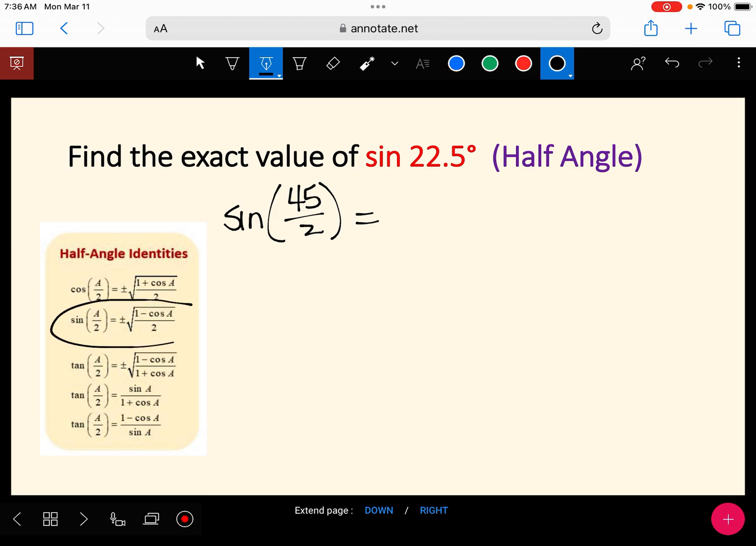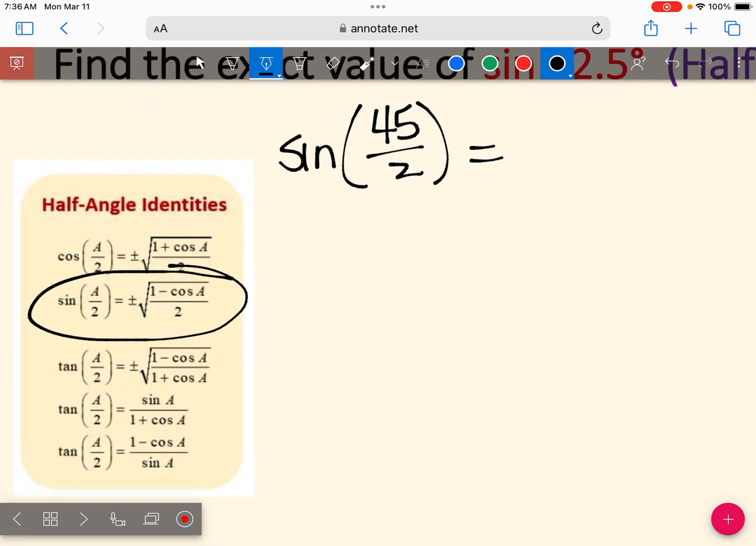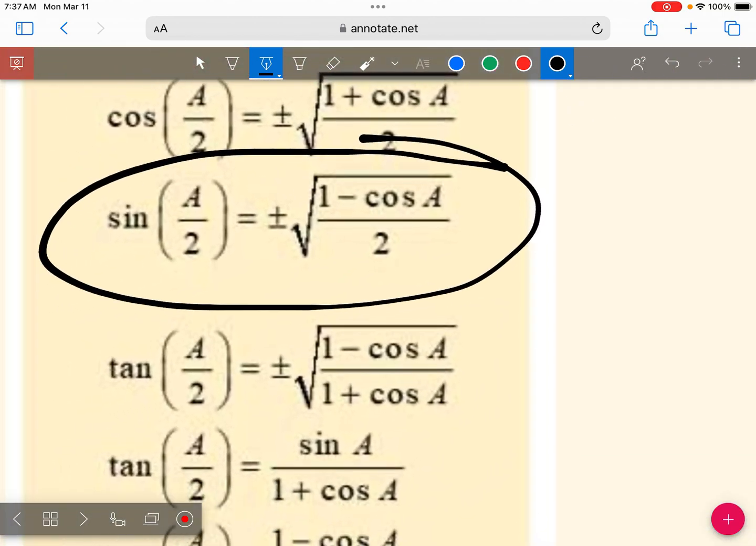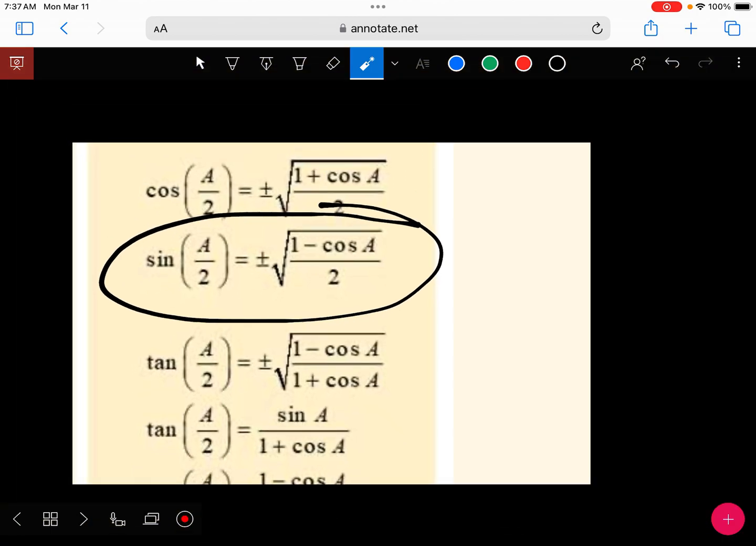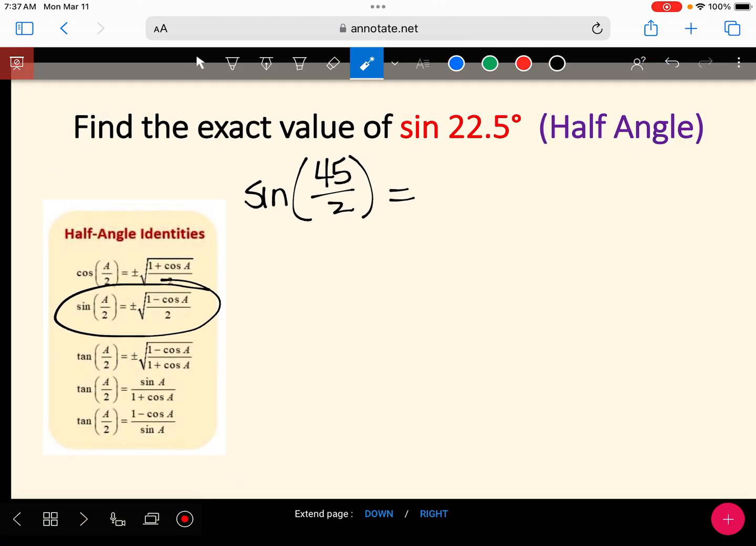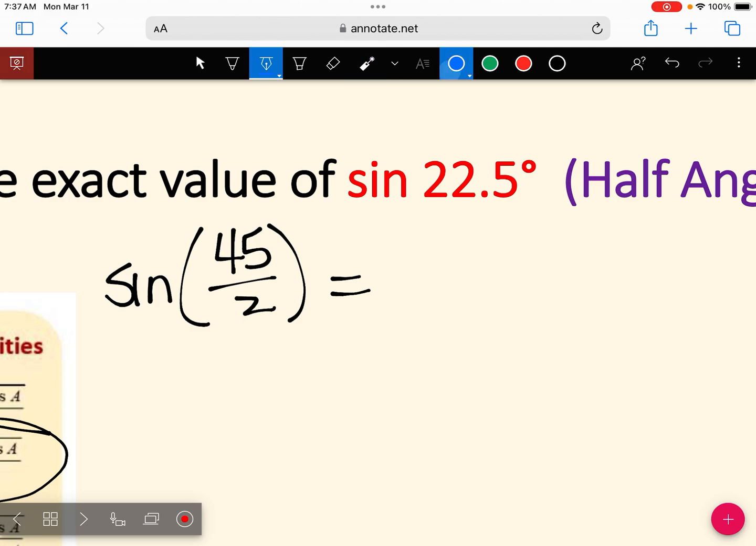So we only have one option. And notice that in order to find this, let me zoom into the identity. We have to use the cosine. Now, does everyone notice how there is a positive and negative in front of these identities? The reason why is you have to think about this. You have to say, well, first of all, what quadrant would this fall in?